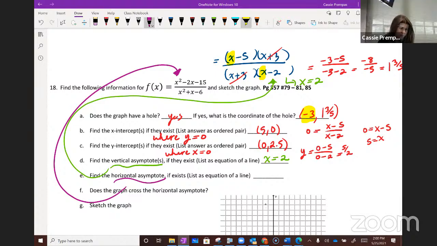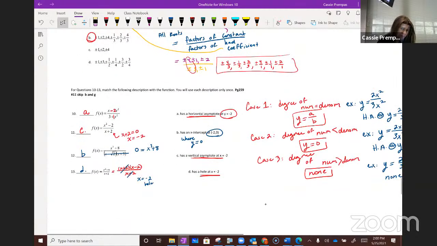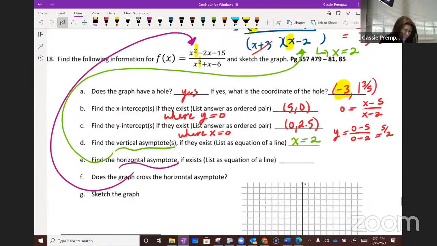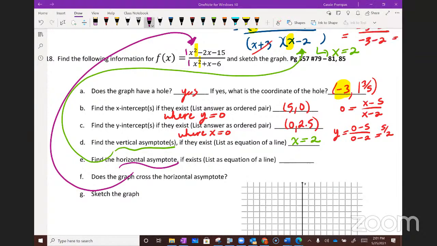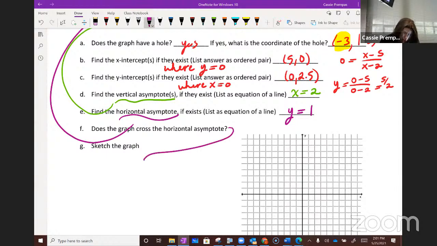So the degrees are the same. The degree of the numerator matches that of the denominator. So this one would be case number 1. How do you find where the graph crosses? So it'd be a over b. So we have coefficients of 1 and 1. So do you remember what it would be? It would be 1. Yeah, y equals 1.